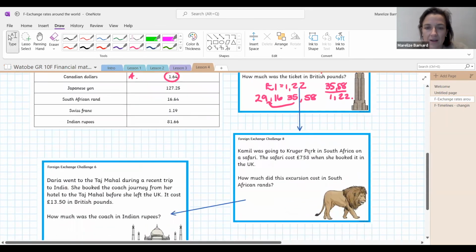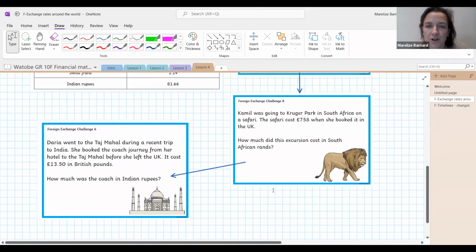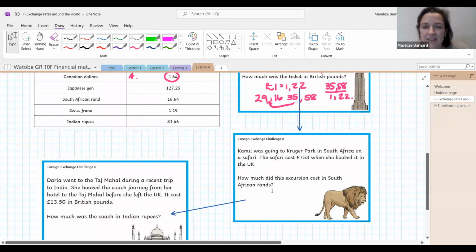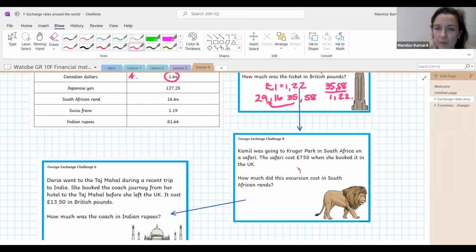Okay, right. Where are we going now? Oh, we are off to the Kruger Park. Let's see, we've got 2 more stops to go. So in this case, we have Camille, who was going to the Kruger Park in South Africa on a safari. The safari cost £758 when she booked it in the UK. How much did this excursion cost in South African rands?